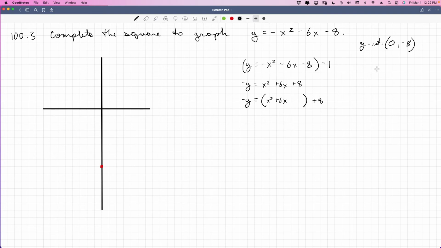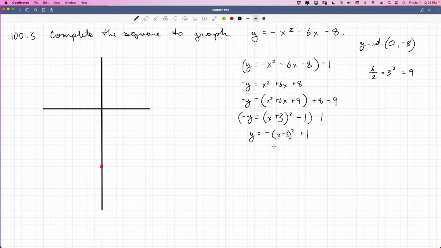So we take this positive 6, we divide it by 2, that equals 3. Square that, that's going to be 9. So we're going to add 9 and then subtract 9 so we can keep that equation balanced. And then we're going to factor. Negative y is equal to (x plus 3) squared, and we combine these two, that's going to be a -1. Now we take our -1 and multiply so we can get rid of the negative sign on our y. y is equal to negative (x plus 3) squared plus 1.